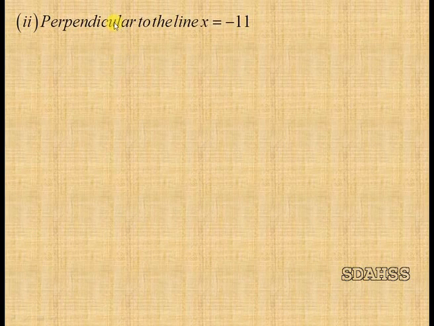Subdivision 2. Perpendicular to the line x is equal to minus 11. Bring this minus 11 to the other side, it becomes positive. So x plus 11 is equal to 0.